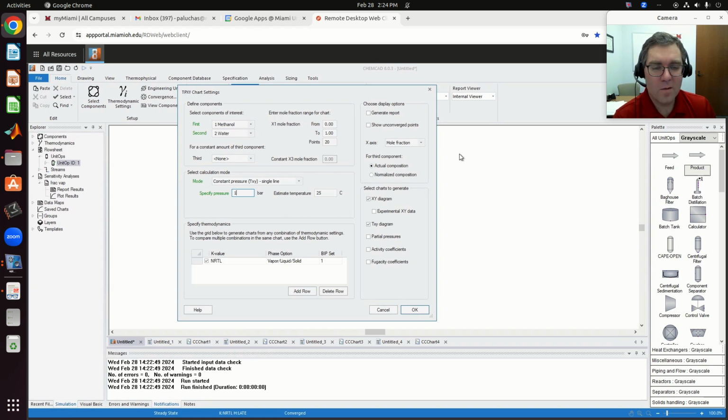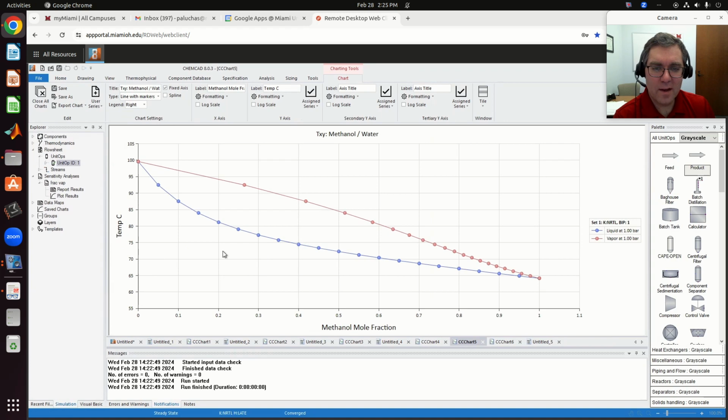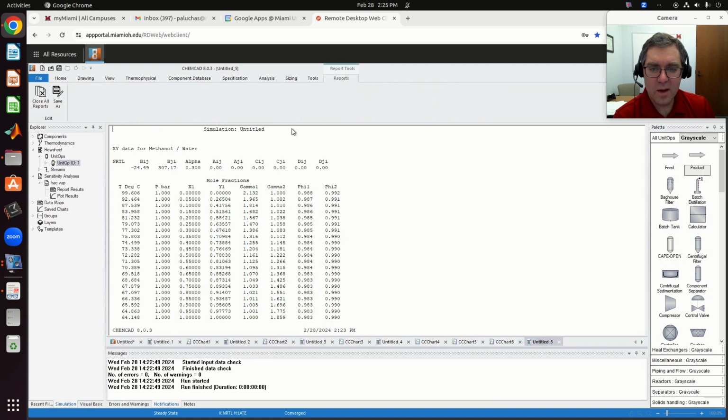Now over here on the right, we can control what's outputted. By default, this can make a picture, but if I want to generate tabulated data as well, I can check generate report. I'll keep it in mole fractions. We'll use actual compositions, compared to normalized compositions, and that'd be useful if I were to add a third component. And then you can control what you want to output. Right now it's an XY diagram and a TXY. If I click OK, I get a TXY, I get a McCabe-Thiele, and I get tabulated data.